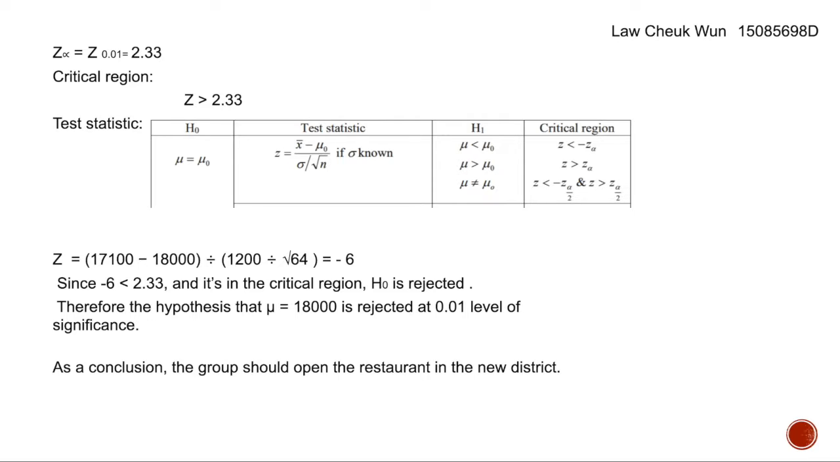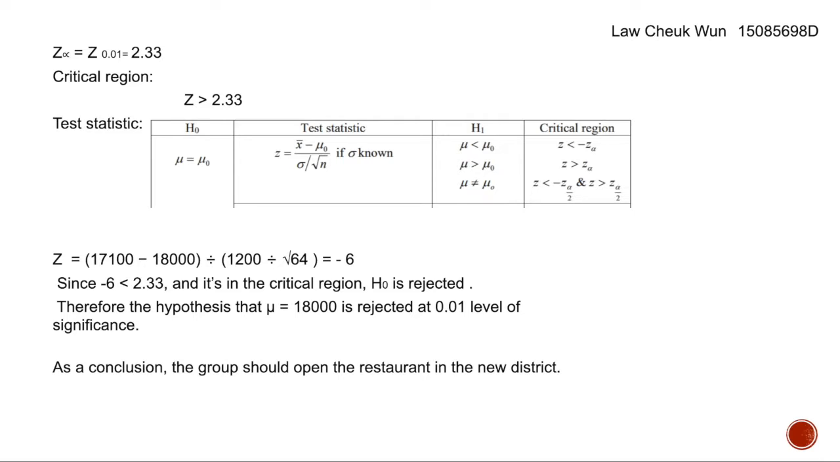And here is the formula we used for the test statistic. So for the test statistic, z equals $17,100 minus $18,000 divided by $1,200 divided by the square root of 64, which equals -6.